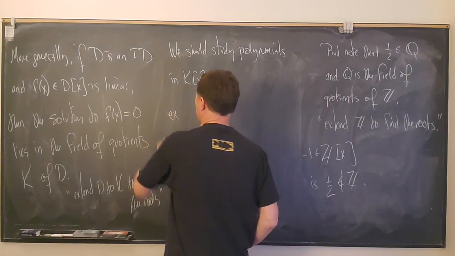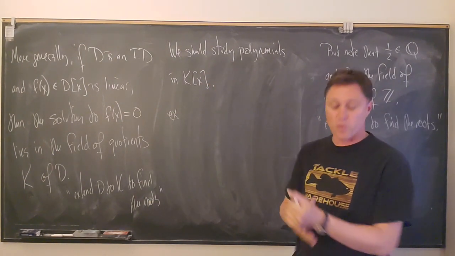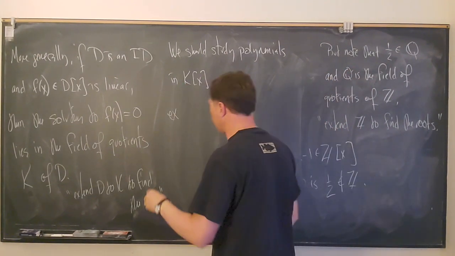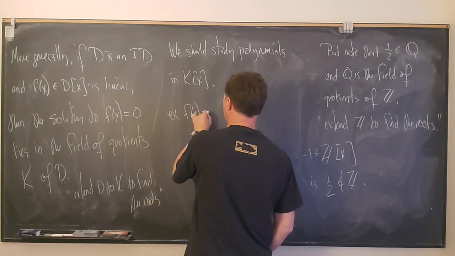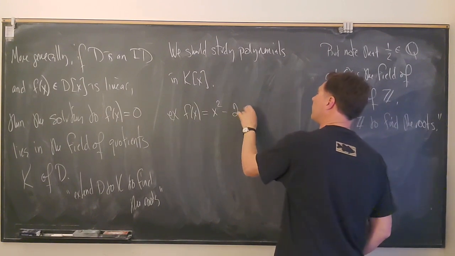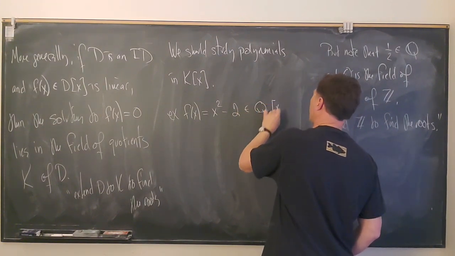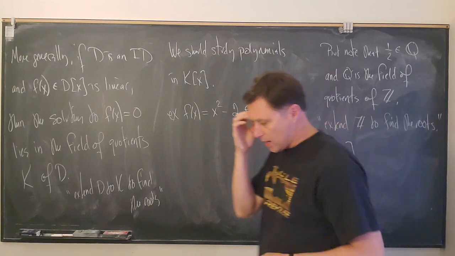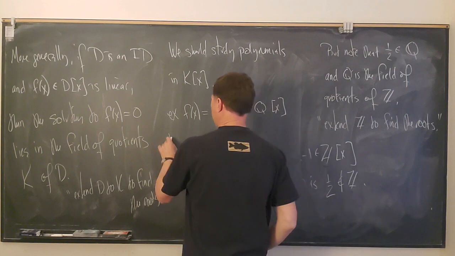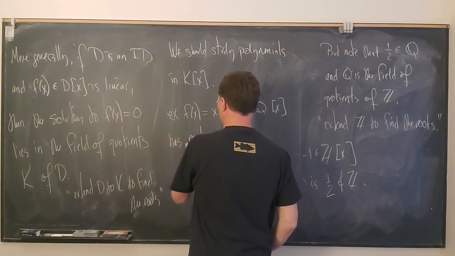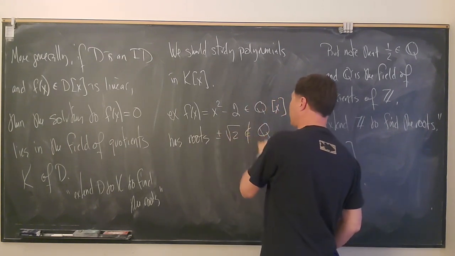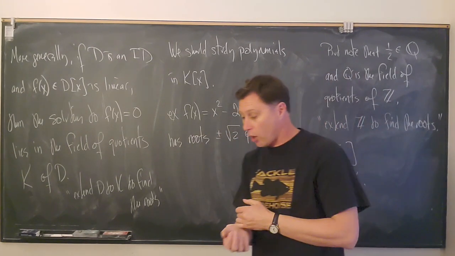Okay, so that sort of tells us everything we need to know about degree 1 polynomials. So now let's move on to the next degree. Let's look at f of x equal to x squared minus 2, and we're going to consider this viewed in a field, so we can think of this as living in Q bracket x. Well, this polynomial has roots plus or minus square root of 2, which we know does not live in Q. Right? Plus or minus root 2 are not rational numbers.